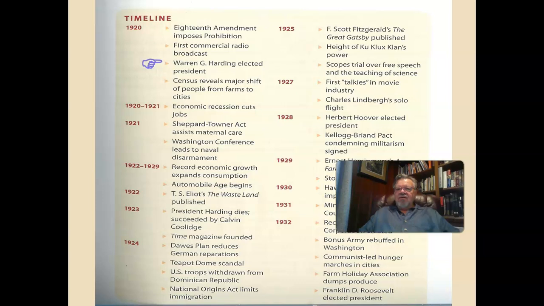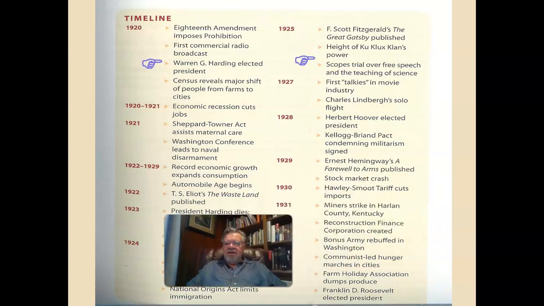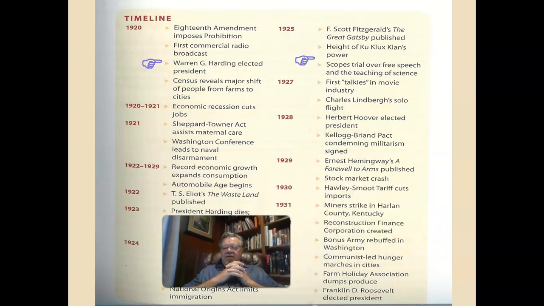The Scopes trial over free speech and the teaching of science. That was the Scopes monkey trial in Tennessee. The first talkies and movie industry. Charles Lindbergh's solo flight. Herbert Hoover was elected president. We'll talk a little bit more about Charles Lindbergh. The Kellogg-Briand Pact condemned militarism. Ernest Hemingway published A Farewell to Arms in 1929. If you've been to Key West, perhaps you've been to the Hemingway house.